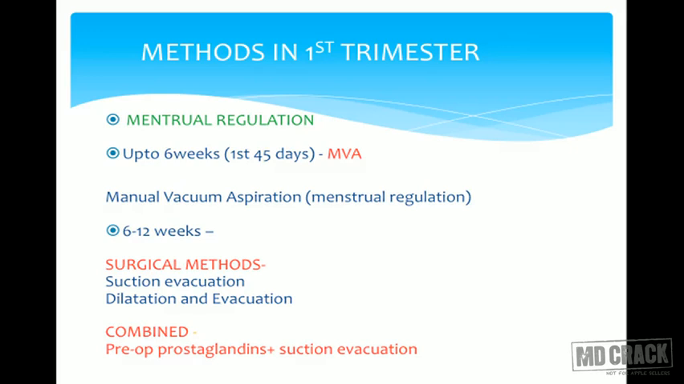Once the anesthetist gives her fitness, the procedure is to be done either under GA or under spinal anesthesia. This procedure can be combined along with operations like tubectomy, or copper T insertion can be done.